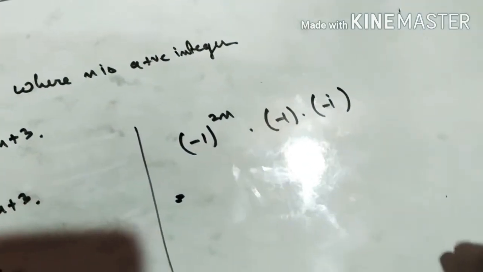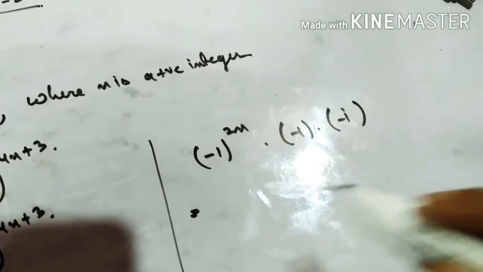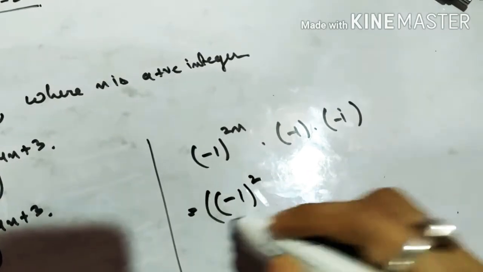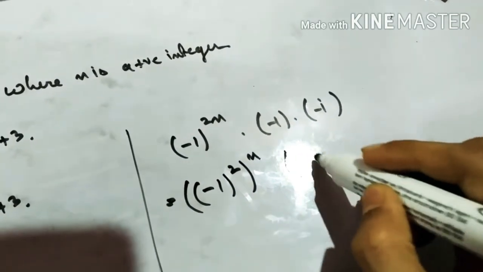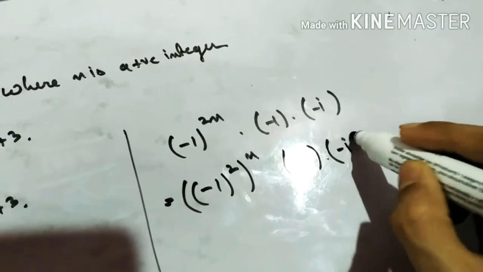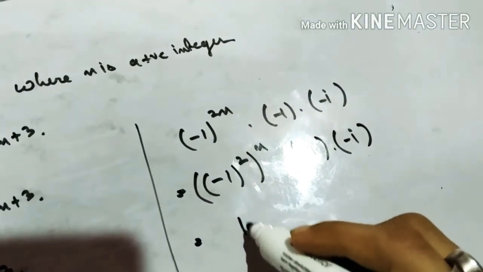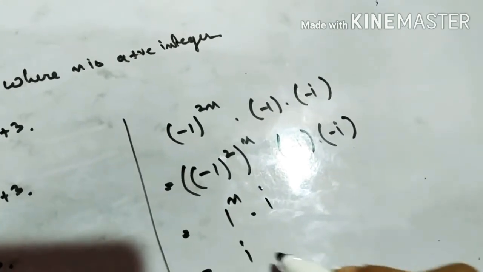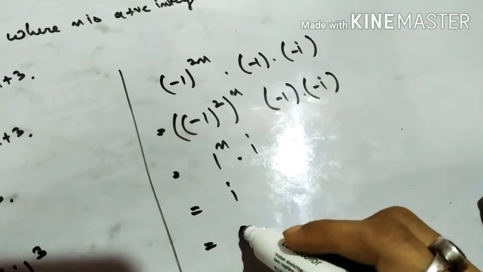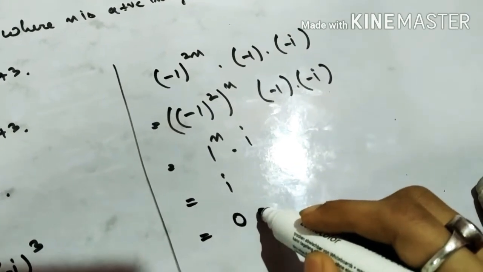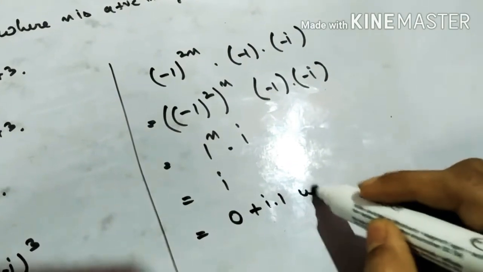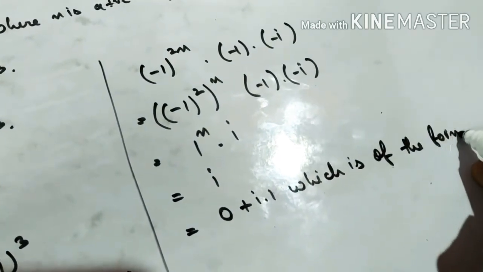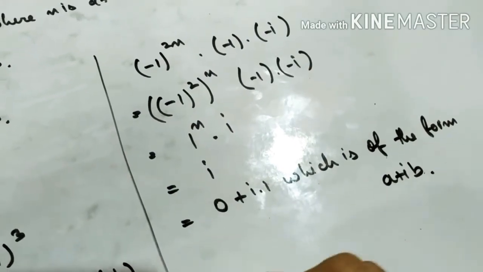So now this I can write in the form minus 1 to the whole power 2 to the whole power n, minus 1 into minus i. So this will become 1 to the power n into i. So ultimately I will get i, which I can write in the form of 0 plus i into 1, which is of the form a plus ib.